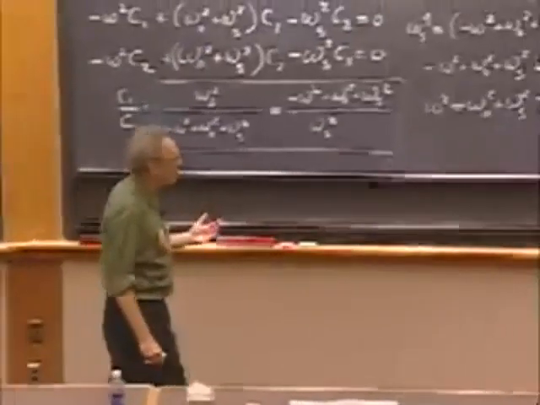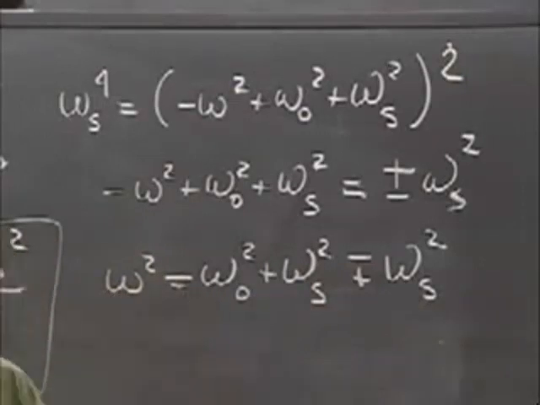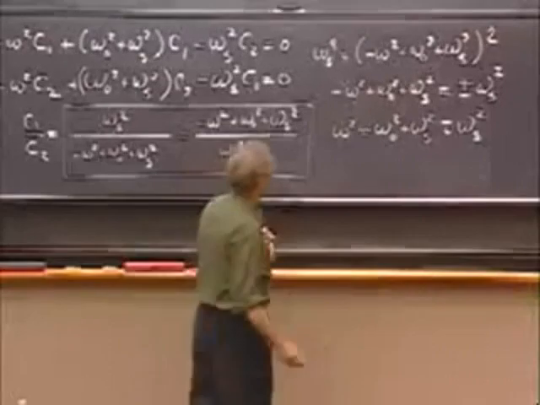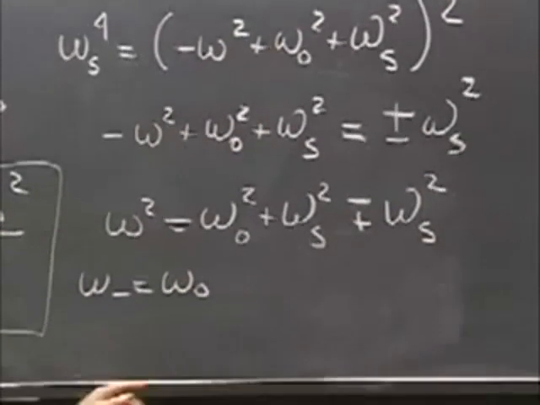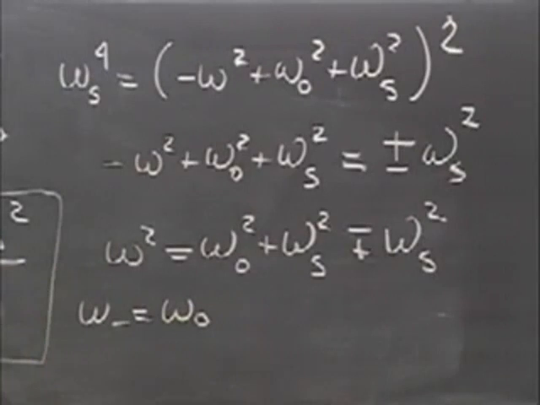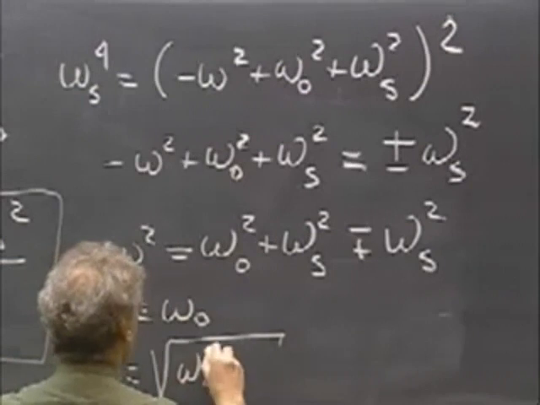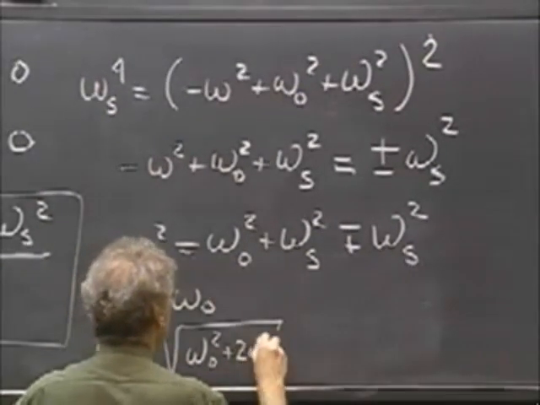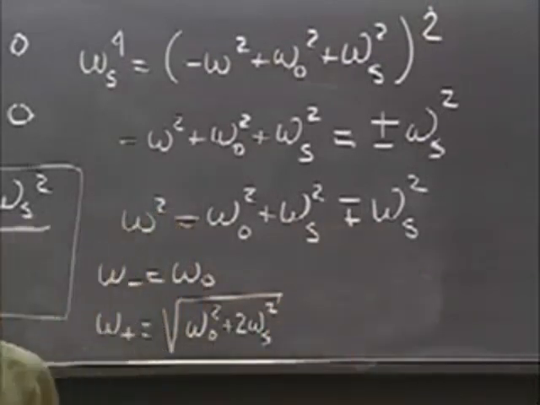It is unbelievable. When I have a minus sign here, I find that omega is omega 0. That's my omega minus. That's the one. When there is a plus sign here, I find exactly what we predicted before. I find that omega plus is the square root of omega 0 squared plus 2 omega s squared, because the plus sign makes this 2. Isn't that elegant? Isn't that beautiful?